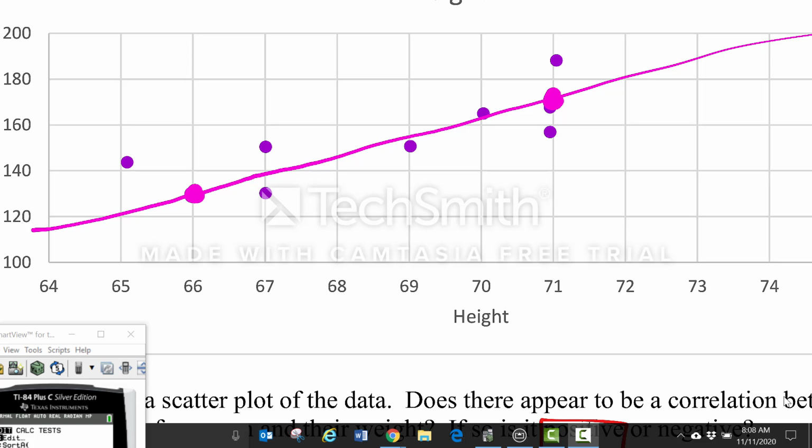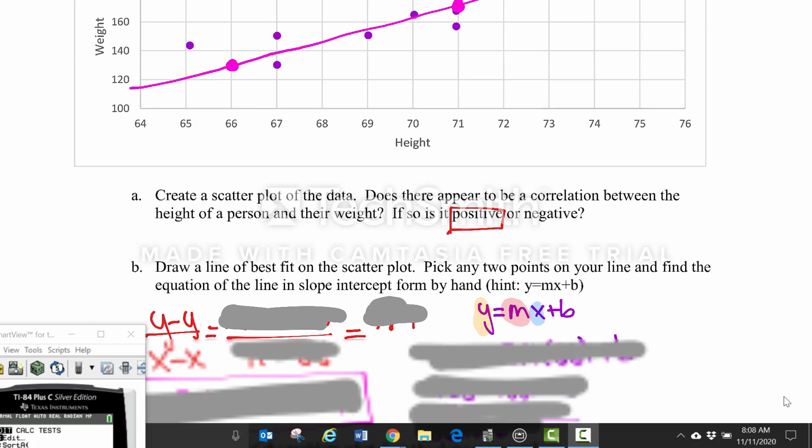Well, how would you do that in secondary 1? You take 2 points, and what do you have to know to find a line? You need to know a point and how steep the line is. What's that called? The slope. So you need the slope.